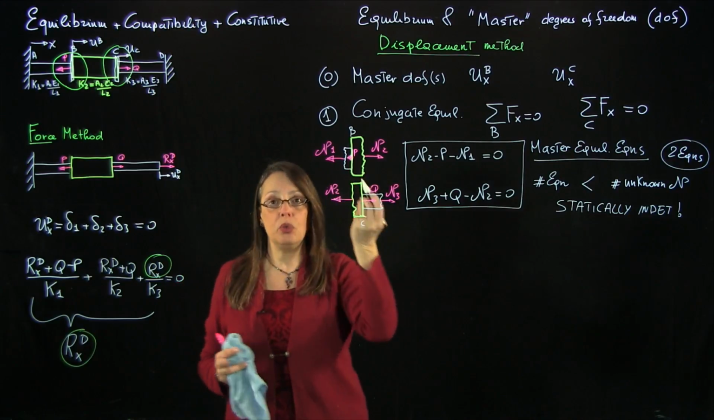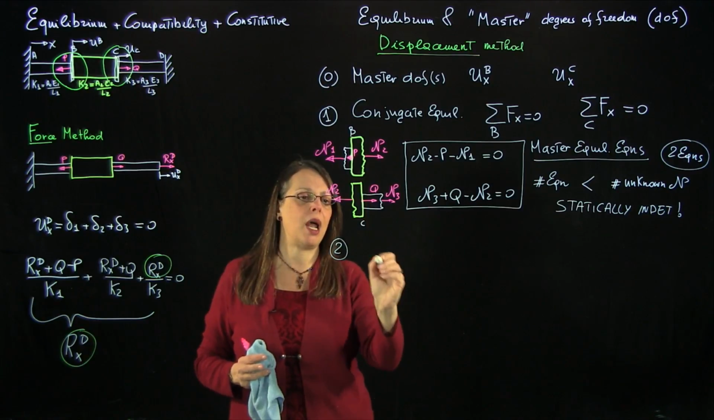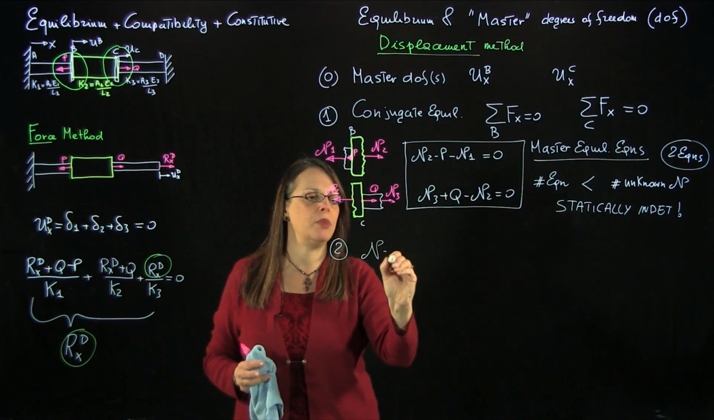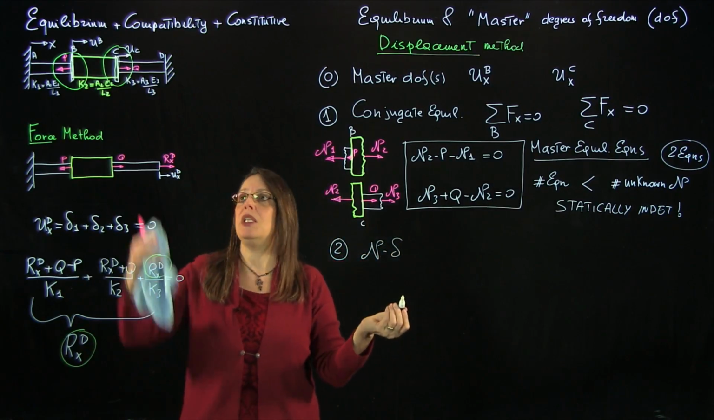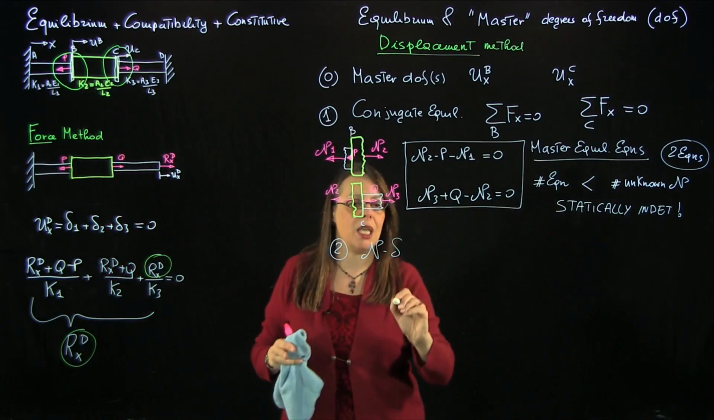So how do you do that? You do the next two steps we said before. So the second step is to write N delta relationships. The N delta relationships in this case are very easy because it's elastic and I give you the stiffness, so it doesn't get much easier.